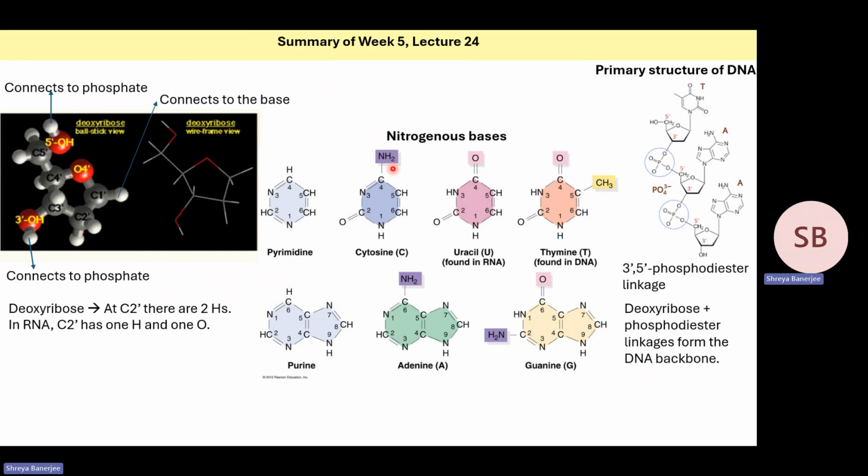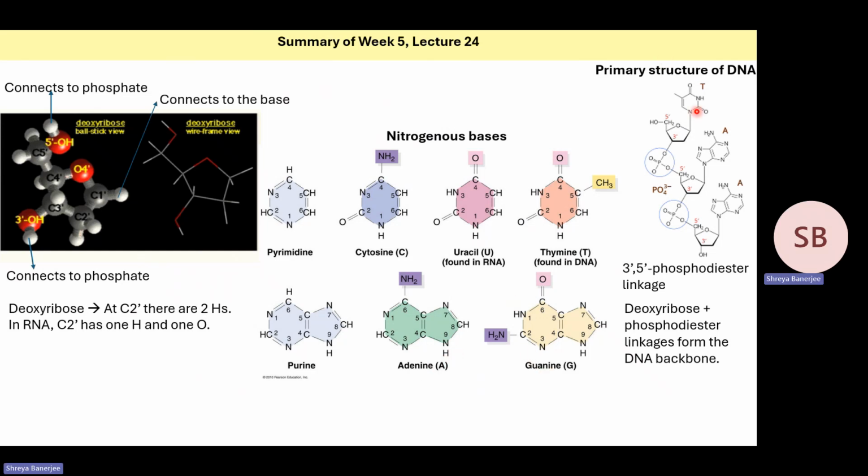Now, nitrogenous bases can be of different types. You can have 6-membered nitrogenous bases, cytosine or thymine, and thymine in RNA is replaced by uracil. The 6-membered are the pyrimidines. Or you can have fused 6 and 5-membered nitrogenous bases, which are called purines, and they can be adenine or guanine.